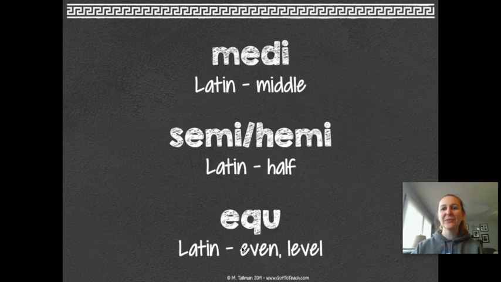And our roots for this week are medi, which is the Latin root meaning middle; semi or hemi, which is the Latin root meaning half; and equa, which is the Latin root meaning even or level.